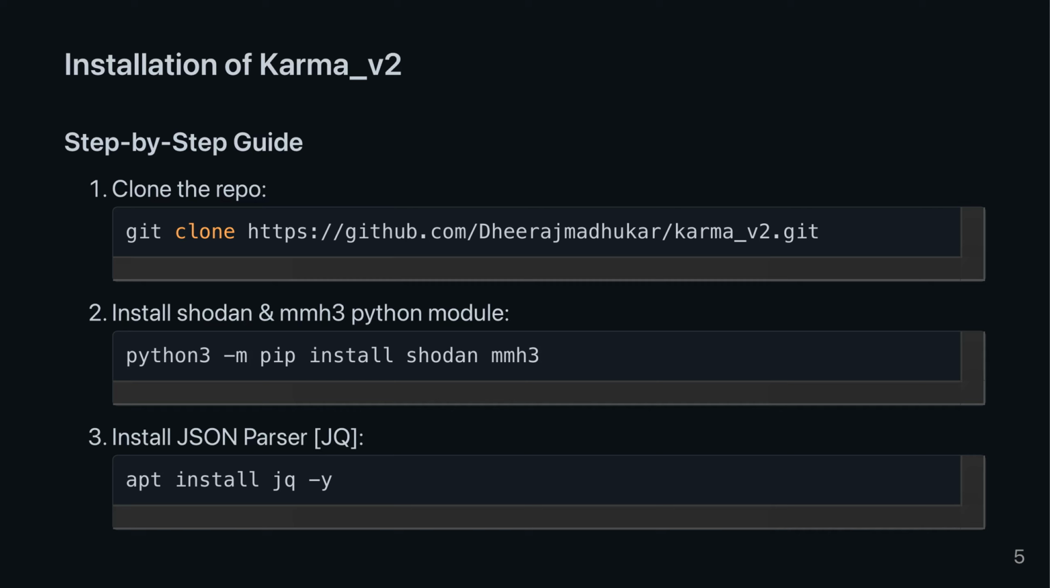This can be done with the pip package manager: python3 -m pip install shodan mmh3. Finally, for this part of the installation, you'll need a JSON parser. The recommended tool is jq, which you can install using apt install jq -y. Follow these steps and you'll have the initial setup ready for using Karma V2.